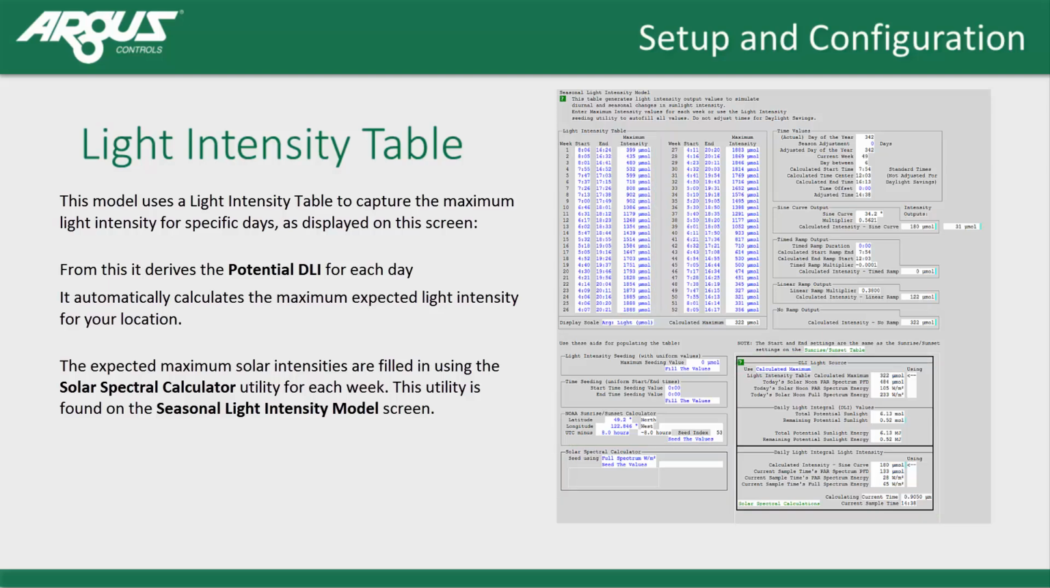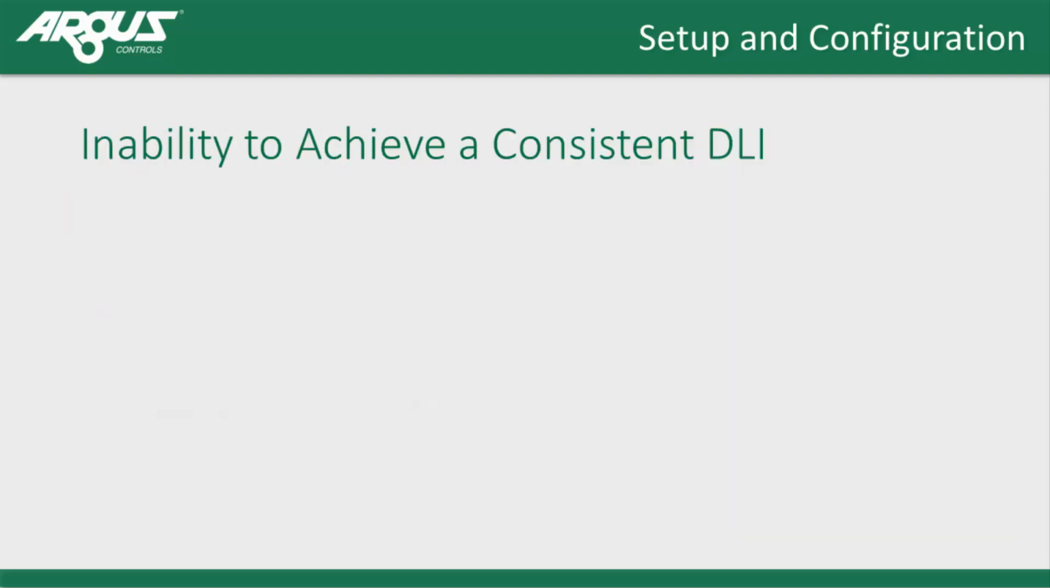You need to record and observe the maximum light intensity at midday on clear days and adjust the model settings accordingly. Inability to achieve a consistent DLI. Here are some things that can cause problems achieving the target DLI.